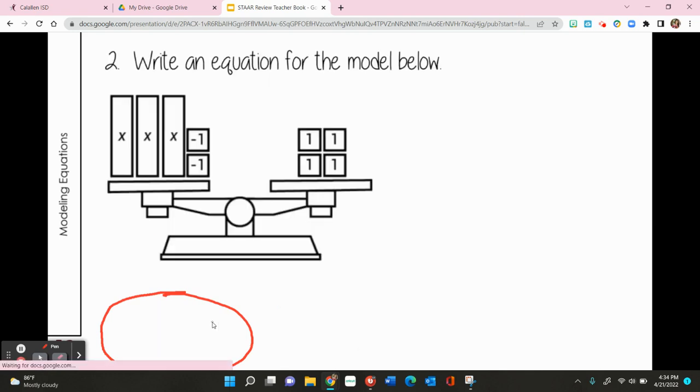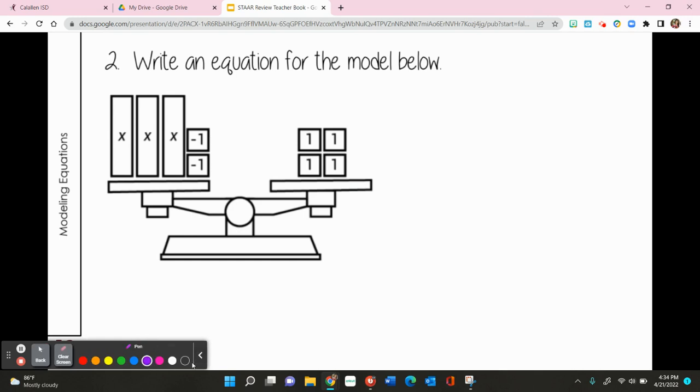Let's go ahead and look at number 2. So for number 2, we want to write an equation for the model below. So again, we're just interpreting what we see on the scale. And again, since this scale is balanced, this means that both sides are equal to each other. So we're going to start off by looking at the left side.